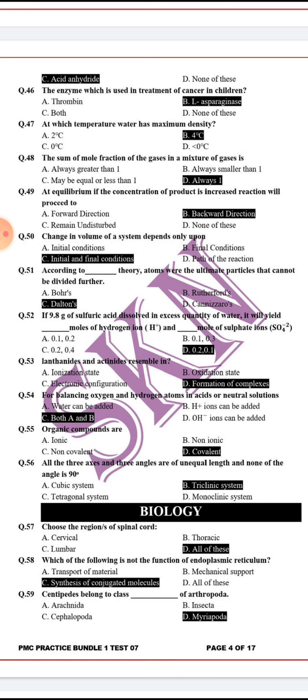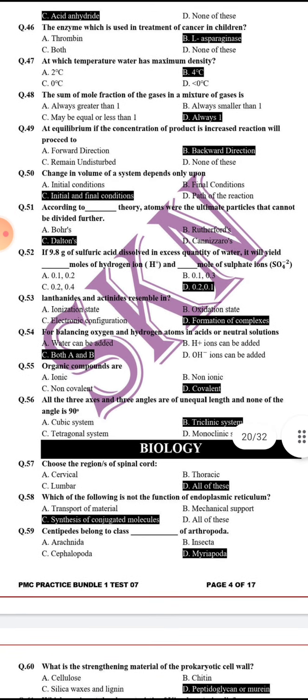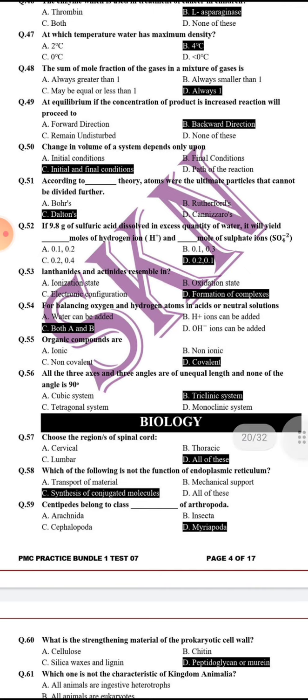Organic compounds are ionic, non-ionic, non-covalent, covalent? Covalent, as we have read that organic compounds have covalent nature. Question 56, the last question. All the three axes and three angles are of equal length and none of the angles is 90. Yes, triclinic system. The beta option is right. The discussion of chemistry has been completed.